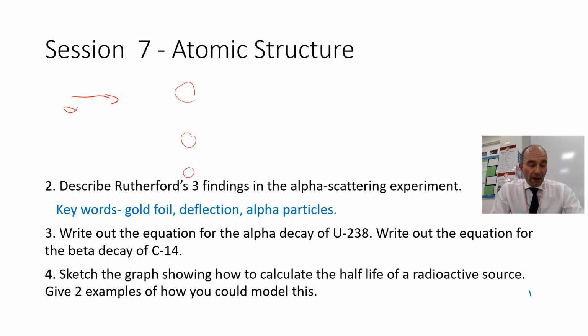The third activity is to write out the equation for the alpha decay of uranium-238, and then you're also going to write out the equation for the beta decay of carbon-14. And finally, we'd like you to sketch a graph showing how to calculate the half-life of a radioactive source, and give 2 examples of how you could model this as well. Reason being is that they come up in exam questions frequently.